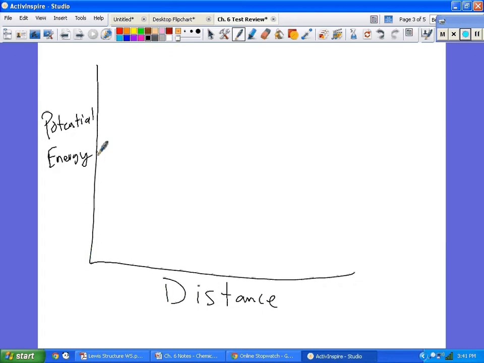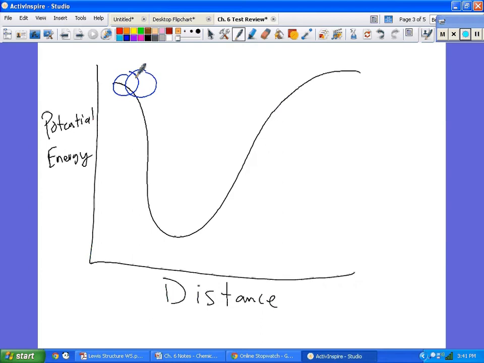Okay, and it kind of started off like this and went down and then went back up. And this was the point where they were too close. They overlapped too much. And then this was the point where they were perfect. They overlapped just enough. This is how the bond length, when it's perfect, the potential energy is at its minimum, and it's most stable. Okay?